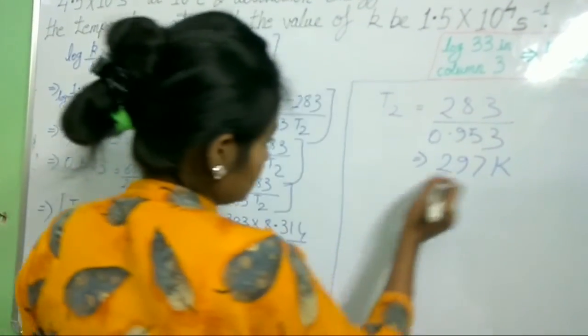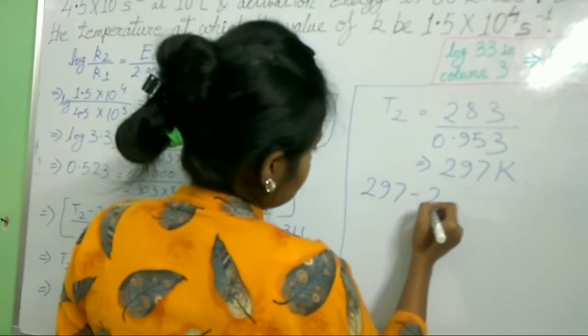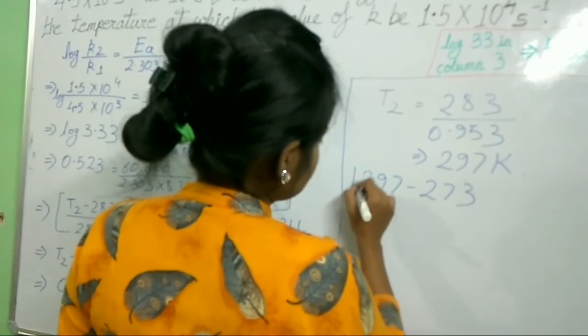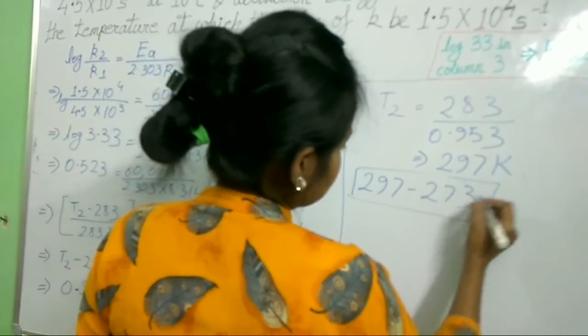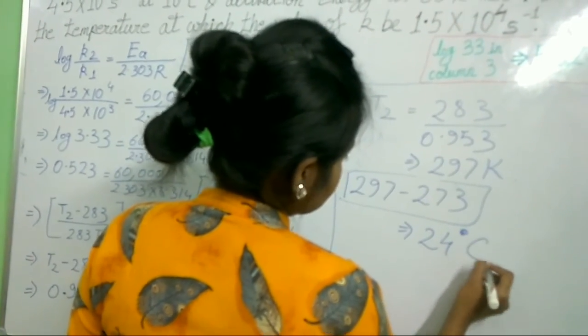Now if you want to turn into degree Celsius, how much we have to subtract? 297 minus 273. Yes. Now what will it turn into? Answer will be 24 degree Celsius.